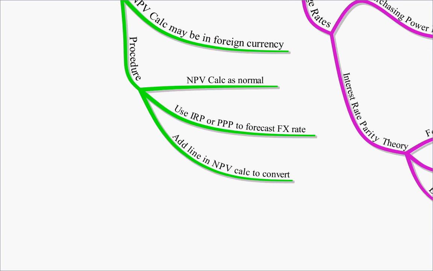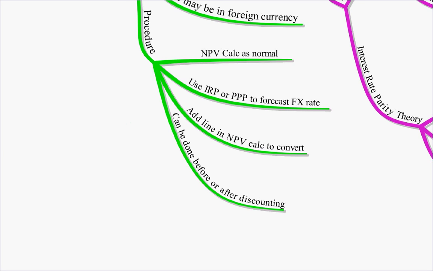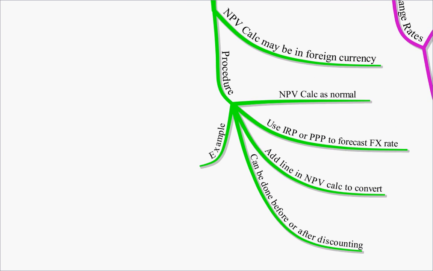We then need to add a line into the NPV to convert the foreign currency into our home currency. Now we can do this before or after discounting, so we can either discount first and then translate into our home currency, or we can convert first of all and then discount. It depends which one you want to do yourself. And we did an example of this in class.